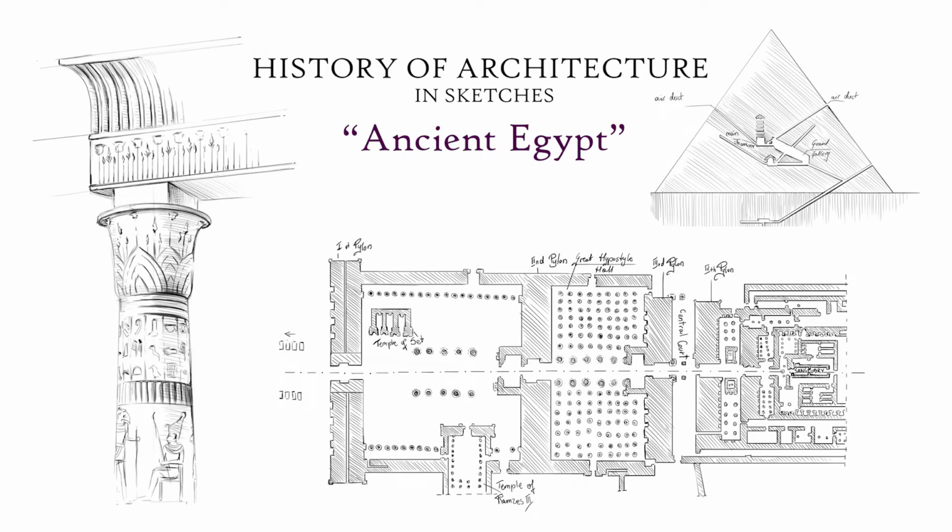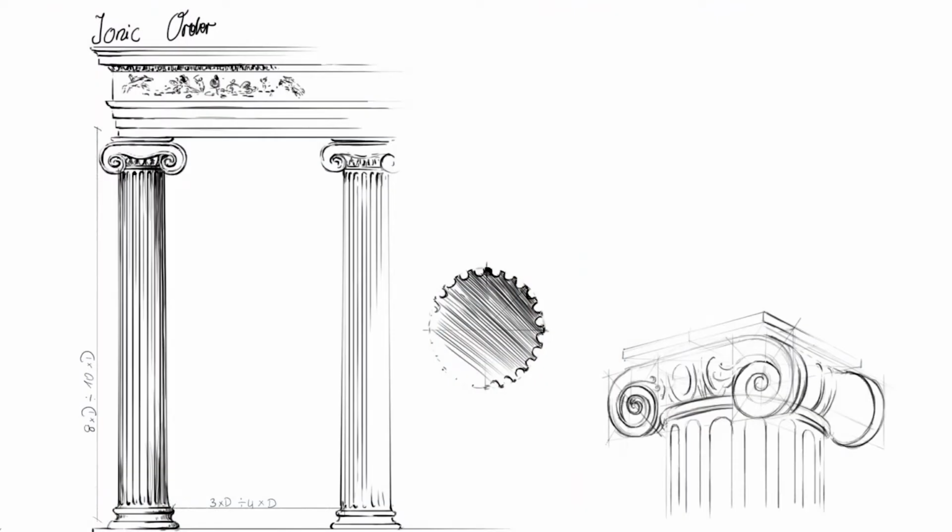Chronologically, this episode should be the first one in the series History of Architecture in Sketches. But it's the second one. For those of you who missed it, the first episode was about Greek and Roman classical orders.